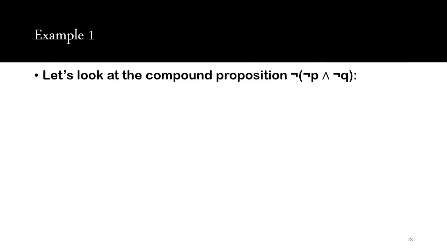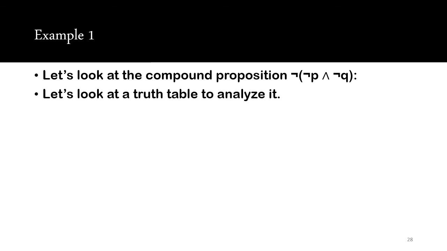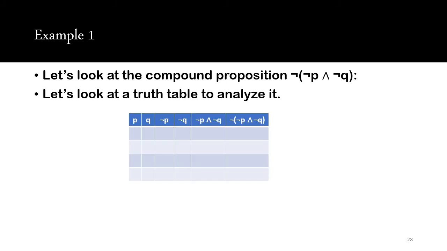Anyway, let's go on to the first example. Let's look at this compound proposition: not P, and not Q. Let's look at the truth table to analyze it, because the truth table is the main method by which we do analysis of logical connectives. There's no real easy way to talk about them otherwise.